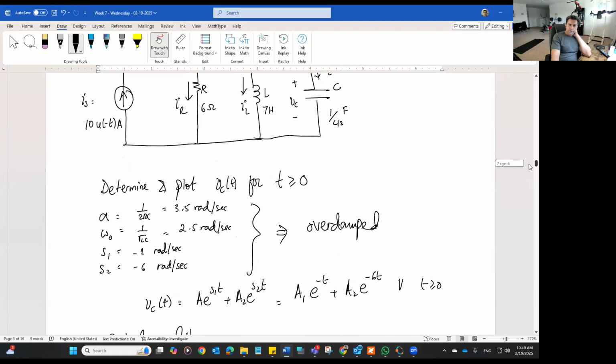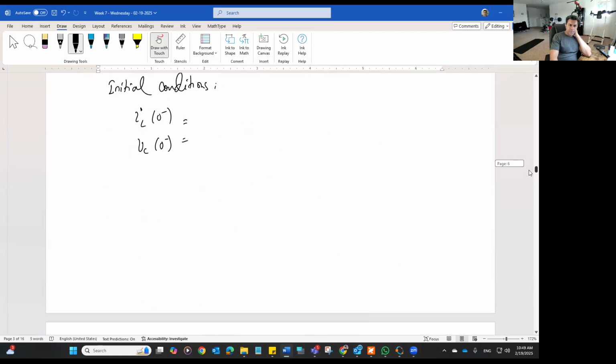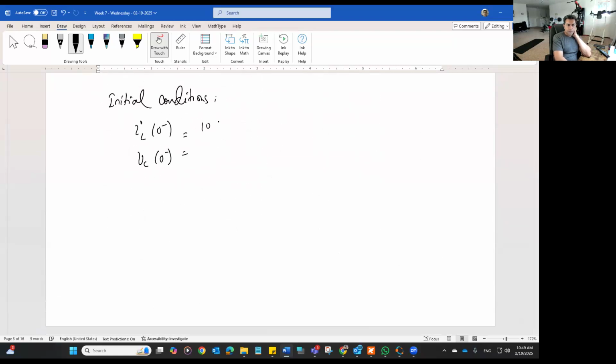So the initial value of inductor current is 10 ampere, and the initial value of capacitor voltage is 0 volt. These are the two initial values that we are going to use, and they will not change right after the change happens. That's why we are using those values.